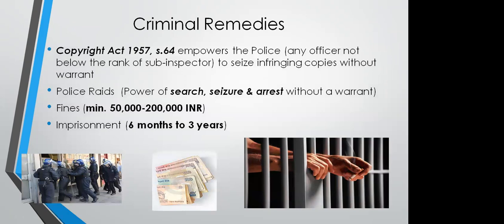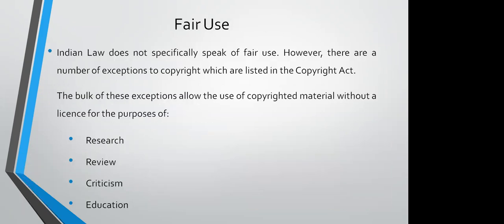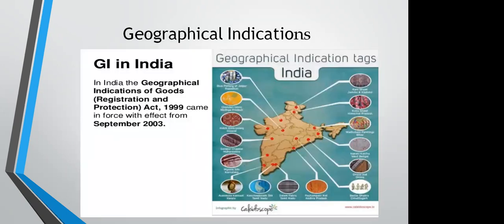Copying a copyright is a criminal offence. The minimum fine is 50,000 to 2 lakh rupees and imprisonment is 6 months to 3 years. What is fair use? Fair use: you can use any type of copyright material without a license for the purposes of research, review, criticism, and education. For these things, you don't have to take permission from the authors.